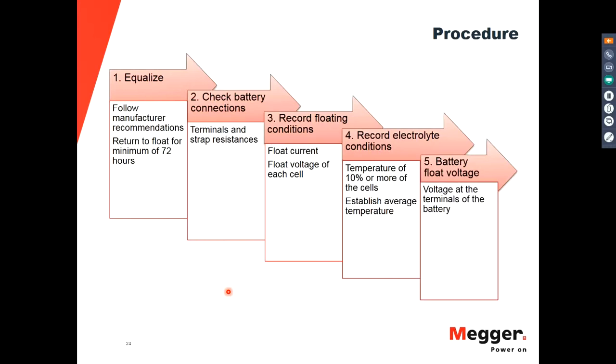Then measure the battery float voltage. Before, in step number 3, it was the float voltage of each cell. You also want to measure the float voltage of the entire string of the battery at the terminals of the battery.